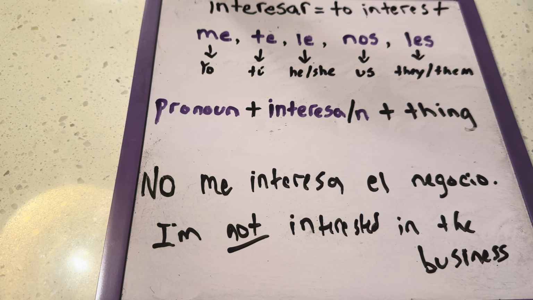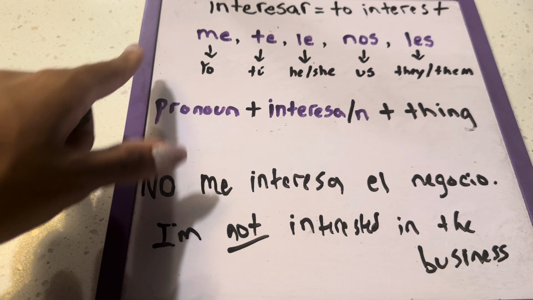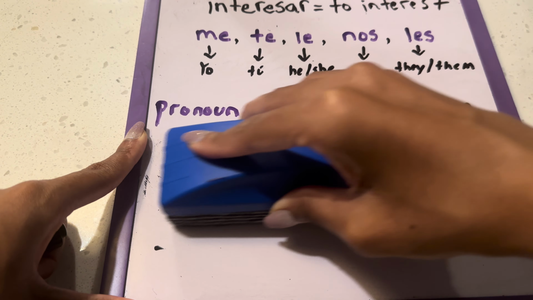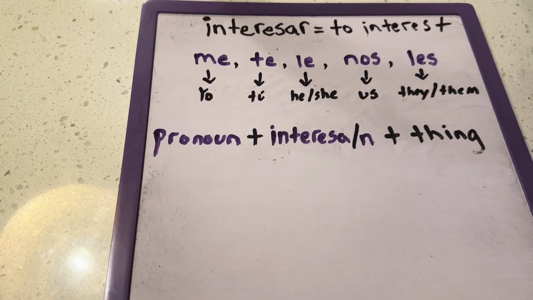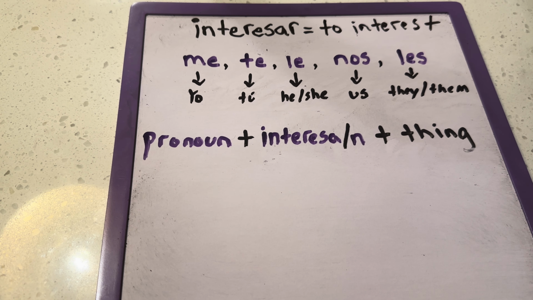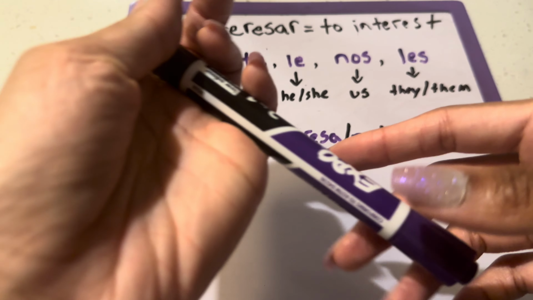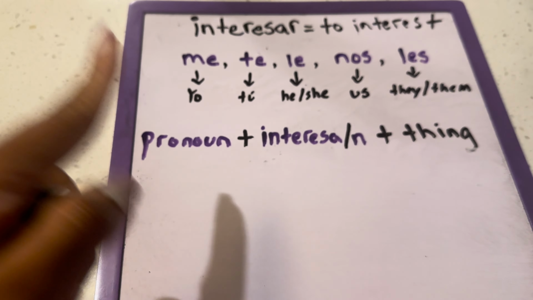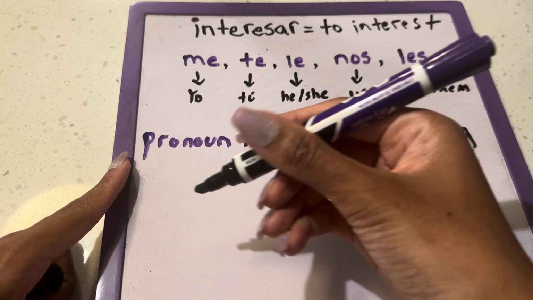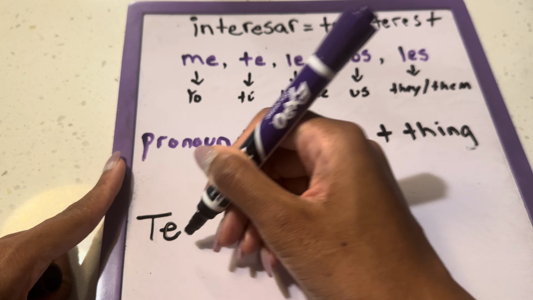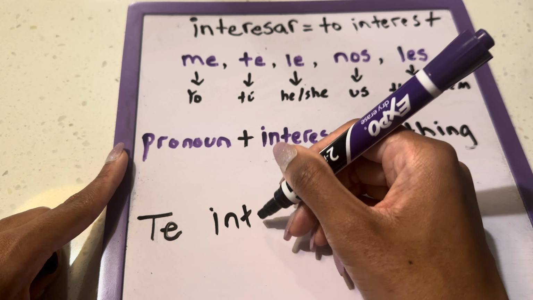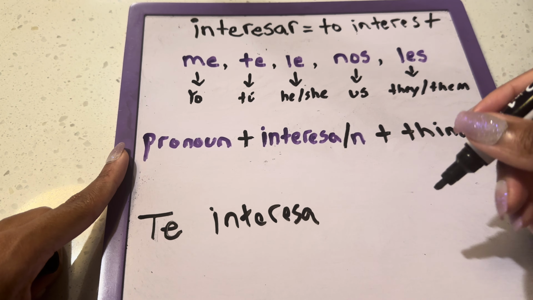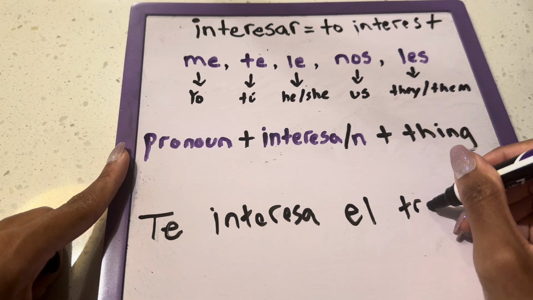And now it's time for us to play around with some other types of pronouns because we use the word me a lot. Let's look at some of the other ones. What if I wanted to say, let's say we're looking on Indeed.com. It's like, oh, you know what? I like that job. I'm interested in it. And then I want to say it back to you, like you're interested in the job. So if I want to say you're interested in the job, then I would say te, because I'm talking the you form, the tú form. Te interesa el trabajo.